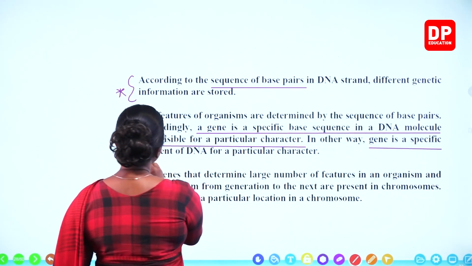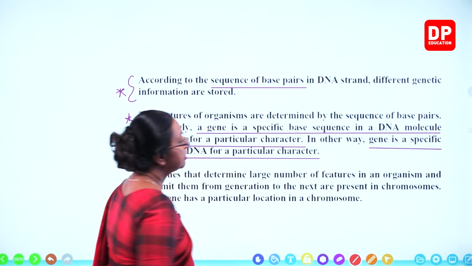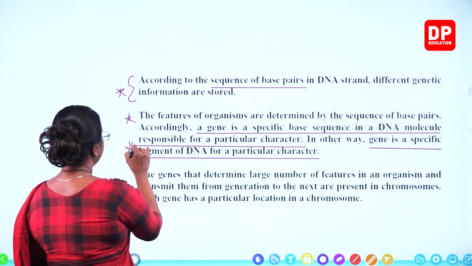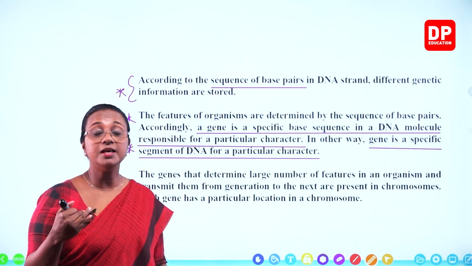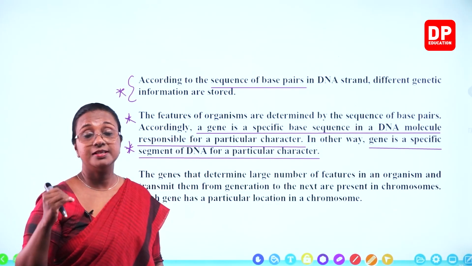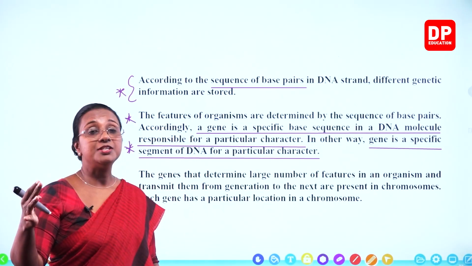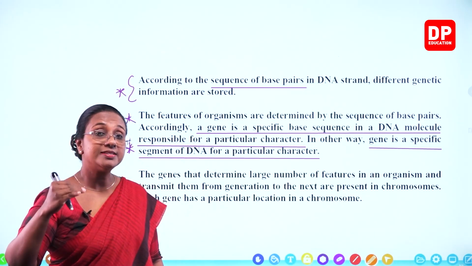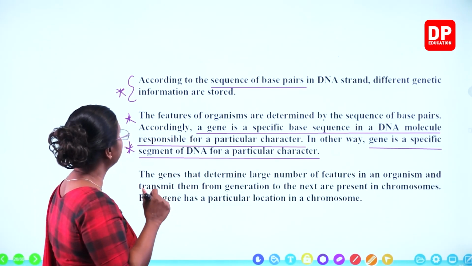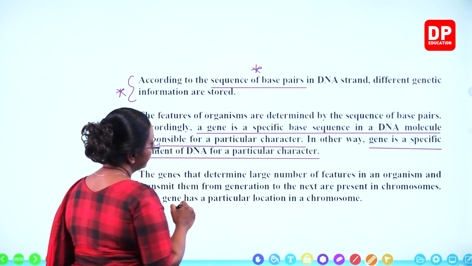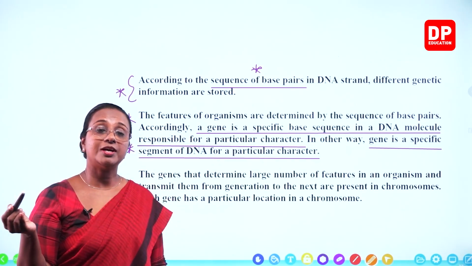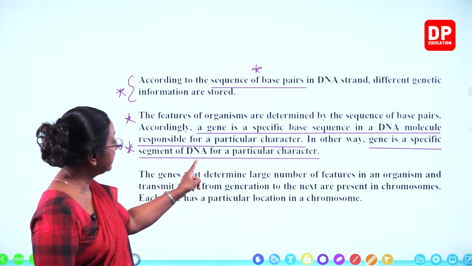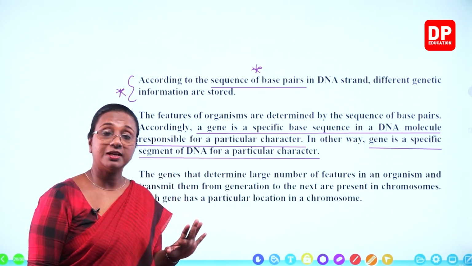A gene is a specific segment of DNA responsible for a particular character. Everything depends on the arrangement of nitrogenous bases and the combination of them, adenine with thymine, cytosine with guanine. So that is the base pair sequence. A very important term: the base pair sequence responsible for a particular character is known as the gene, or a segment of DNA responsible for a particular character.